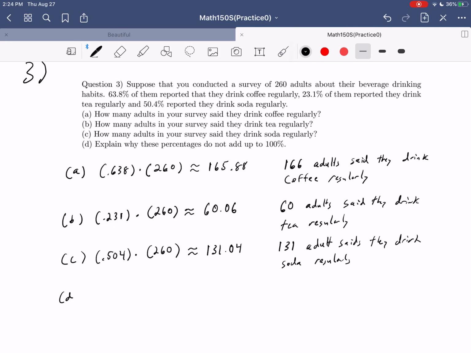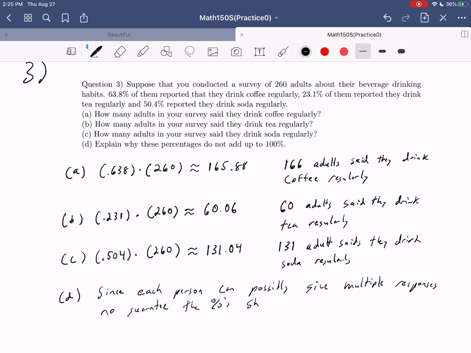So the way to explain that is that since each person can possibly give multiple responses, there's no guarantee the percents should add up to 100%.